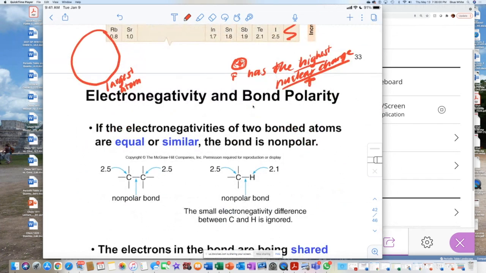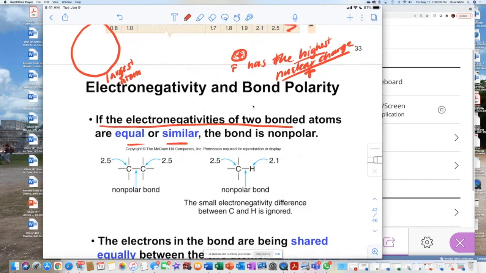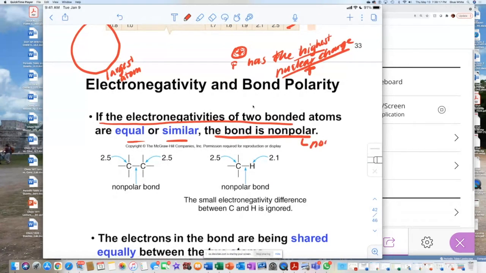So that ability is called electronegativity. So here we're going to see if the electronegativities of two bonded atoms are equal or similar, the bond, now we're looking at bonds, not the molecule, will be judged as nonpolar. Remember, nonpolar means non-different. This just means that the elements are alike, so they share perfectly. Here we have perfect sharing of electrons. They can't undo each other because they're literally each other. They're like identical twins sharing something.